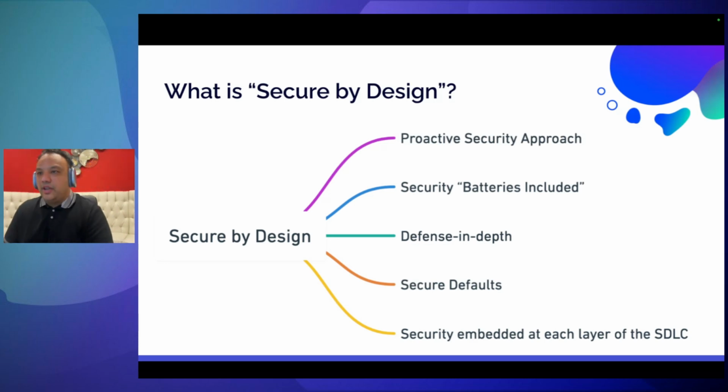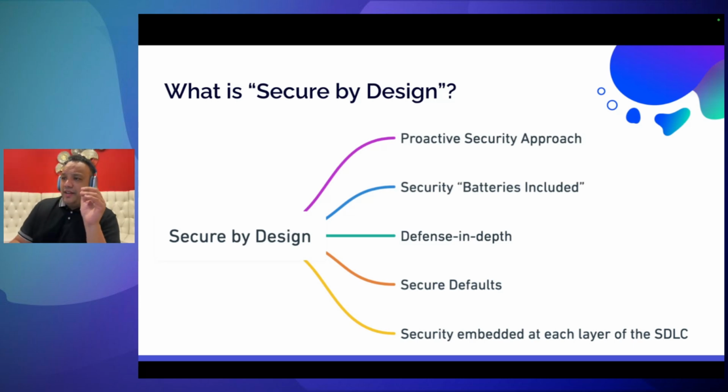And the last thing is, of course, security embedded at each layer of the SDLC. The SDLC is something that we'll talk about in a couple of places in this event today. You'll see that embedding security across the SDLC gives you a lot of value in terms of Secure by Design, because it allows you to catch security issues early and often. You want to catch security issues as early as possible in the cycle, because when you catch them early, you're able to fix them early, and when you fix them early, you don't ship with those security issues. That's really what you want when it comes to security embedded at each layer of the SDLC.